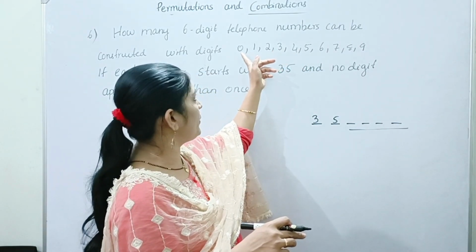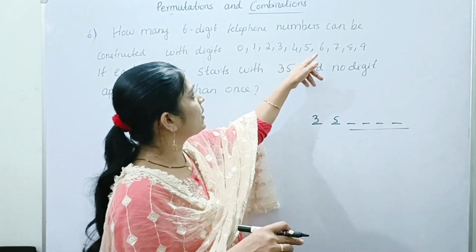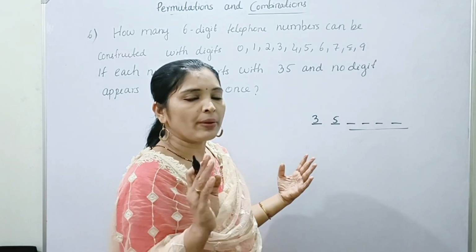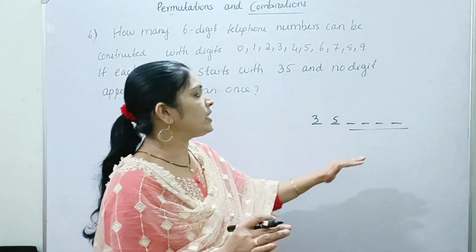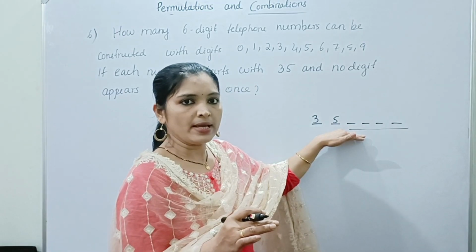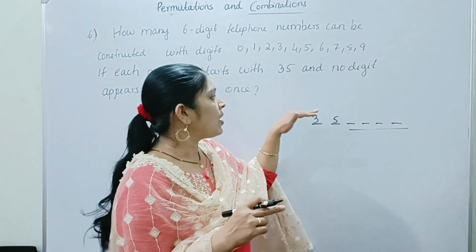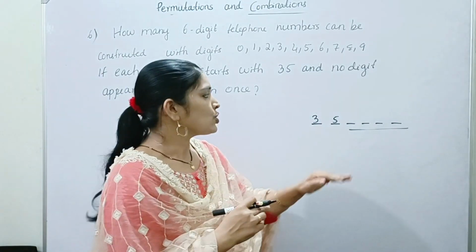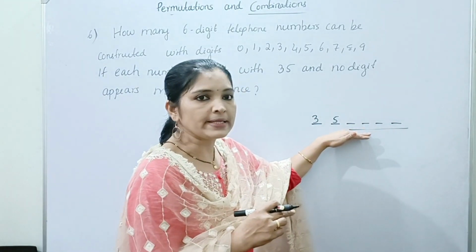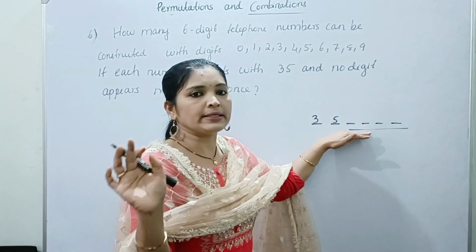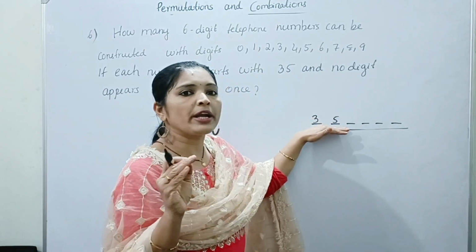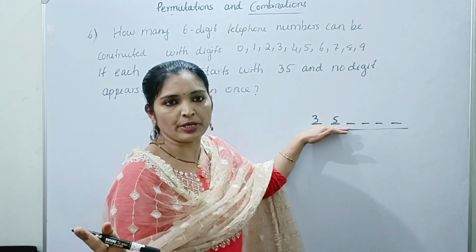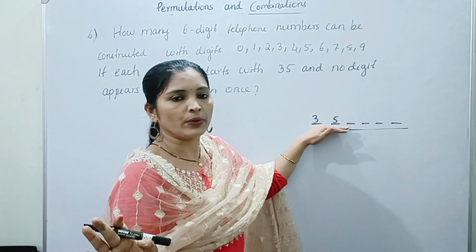We have to arrange these 4 places from the digits except 3 and 5. Total 10 digits minus 2, that is 8. From 8 digits we have to arrange these 4 places, because all the numbers should start with 35. Two digits are already written and no numbers should be repeated. Repetition is not allowed.